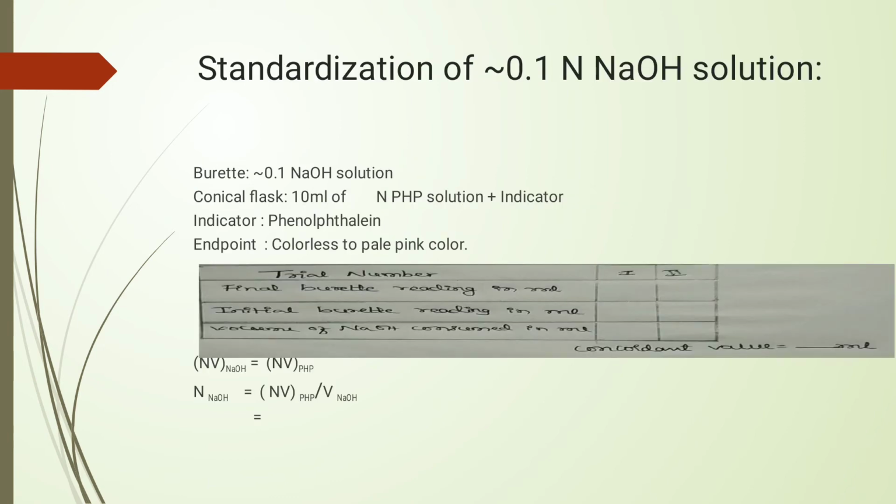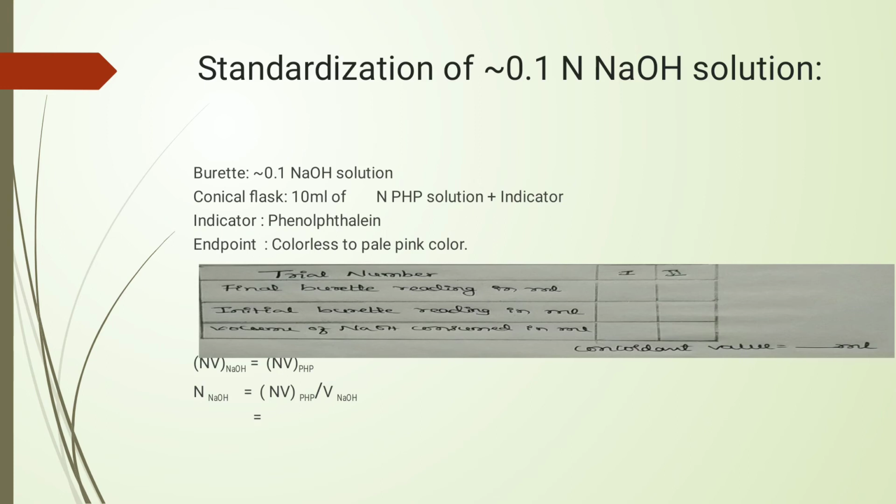Next, moving on to the standardization of approximately 0.1 normal NaOH solution. Burette contains approximately 0.1 normal NaOH solution. Conical flask: 10 ml of PHP solution, whose concentration we already calculated in the previous step, plus 2 drops of indicator. Indicator is phenolphthalein. Endpoint is colorless to pale pink color. Next, we have to carry out the titration process. Note down the initial burette reading and final burette reading. Using this reading, we have to calculate the concentration of NaOH solution.